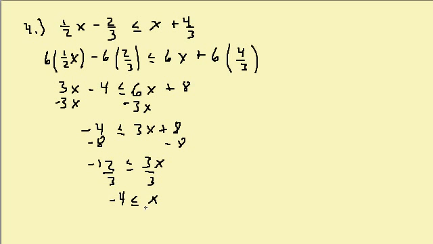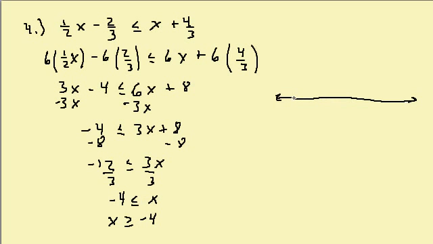Now, we're finished solving it, but let's write it with the x on the left-hand side. So I have x, and we have to keep the inequality pointing the same way. So greater than or equal to negative 4. And you can see they both read the same thing. If we read from right to left, x is greater than or equal to negative 4. Here, x is greater than or equal to negative 4.